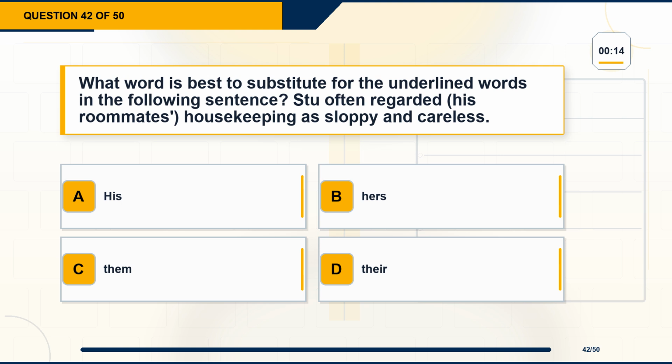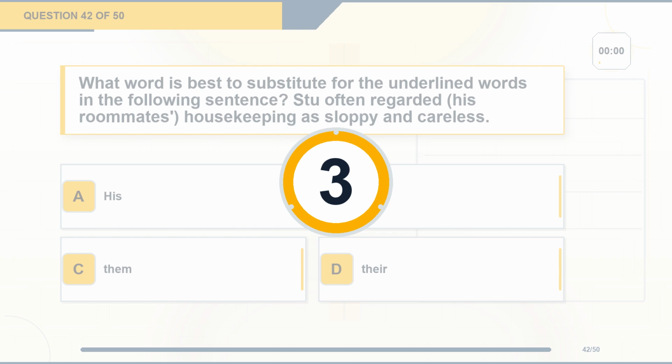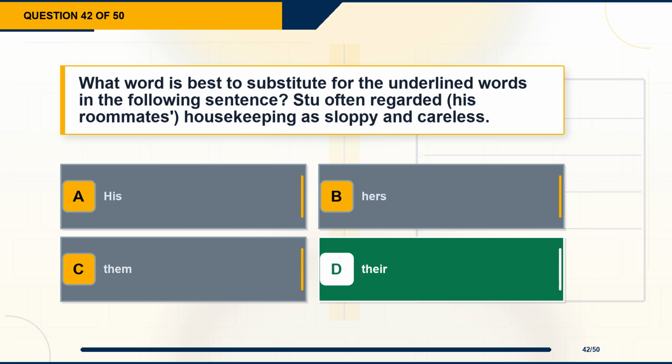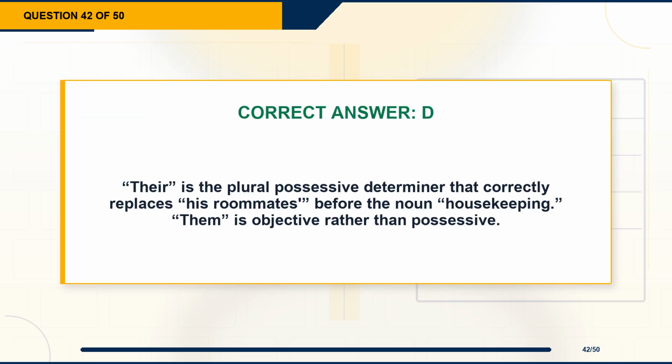Question 42. What word is best to substitute for the underlined words in the following sentence? Stu often regarded his roommates' housekeeping as sloppy and careless. Option A, his. Option B, hers. Option C, them. Option D, there. The correct answer is option D, there. Explanation. There is the plural possessive determiner that correctly replaces his roommates before the noun housekeeping. Them is objective rather than possessive.